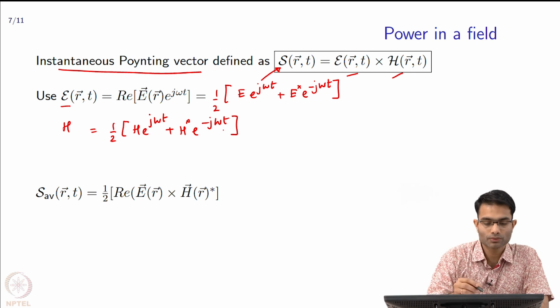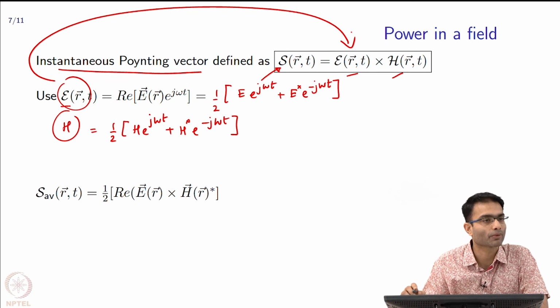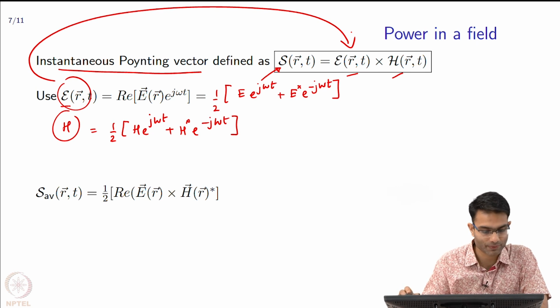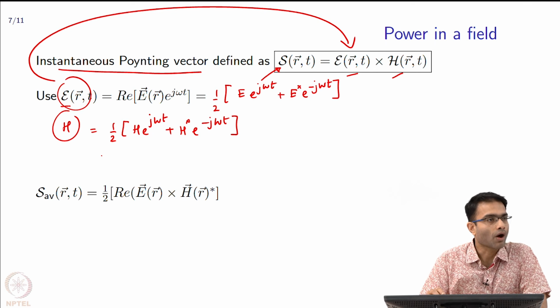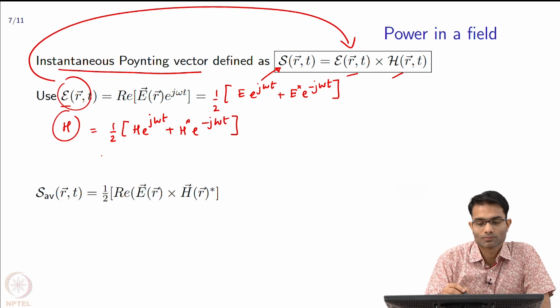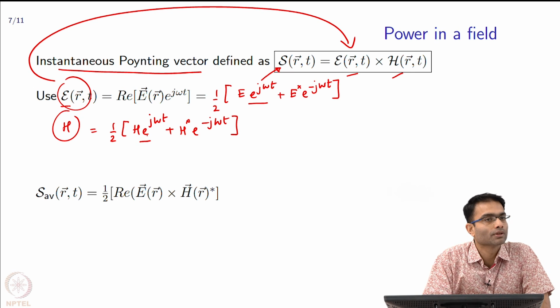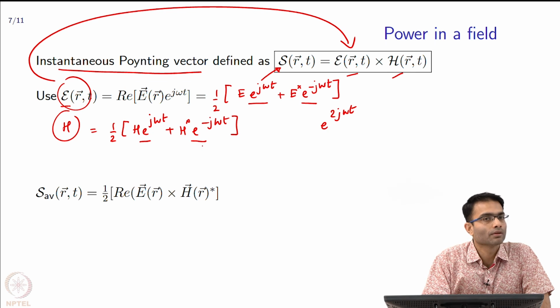Next, I am going to take these two expressions and put them into the expression for the Poynting vector, and we will see what we get. When I take the cross product between these two quantities, how many j omega t terms will you observe? For example, when this one combines with this one, what will I get? I will get e to the 2 j omega t. When this one combines with this one, I will get e to the minus 2 j omega t.